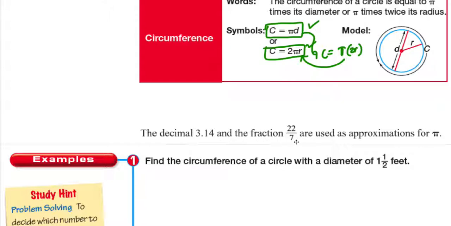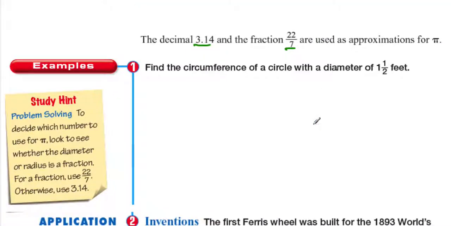So approximations for pi. Remember, there's a thing in math called irrational numbers. 3.14 and 22 over 7 are rational numbers, whereas pi is an irrational number. We'll learn that soon enough. So right now, that's all you need to remember, that 3.14 and 22 over 7 are approximations for pi. Now, when do we use these? When you are given a decimal for radius or diameter, you use 3.14. When you're given a fraction or a mixed number for radius or diameter, you use 22 over 7.